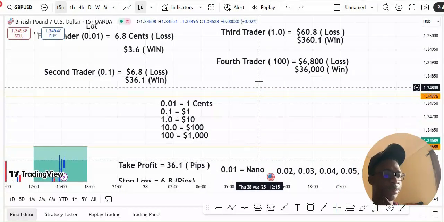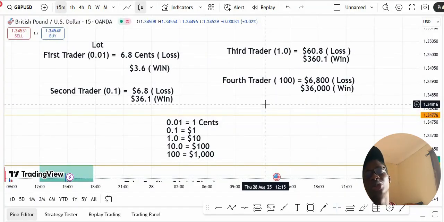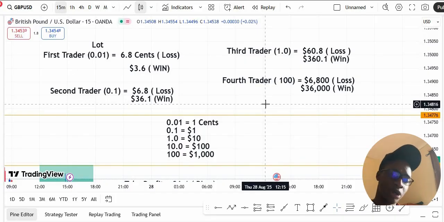So who has the bigger bag if the market goes into take profit? Obviously the fourth trader, who is going to be going home with $36,000, followed by $360, then $36, then $3.6. They all went into the market with the same analysis, the same stop loss, and the same take profit, but they will come out with different bags based on their risk.